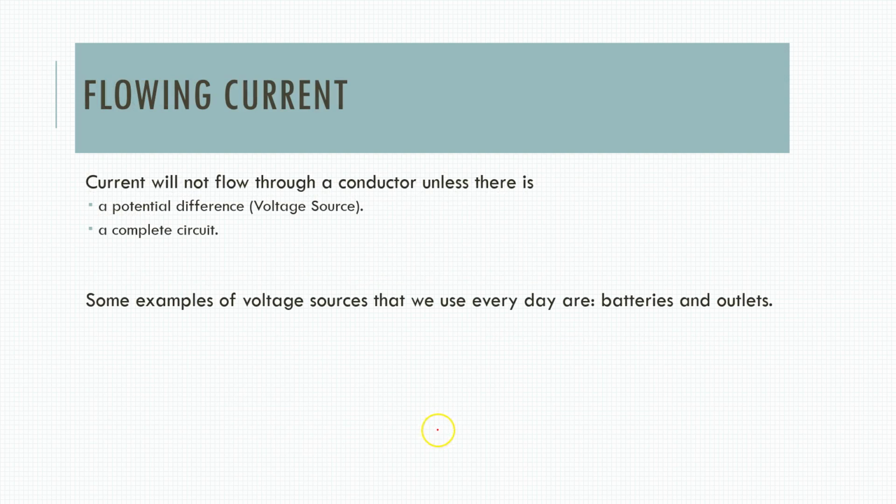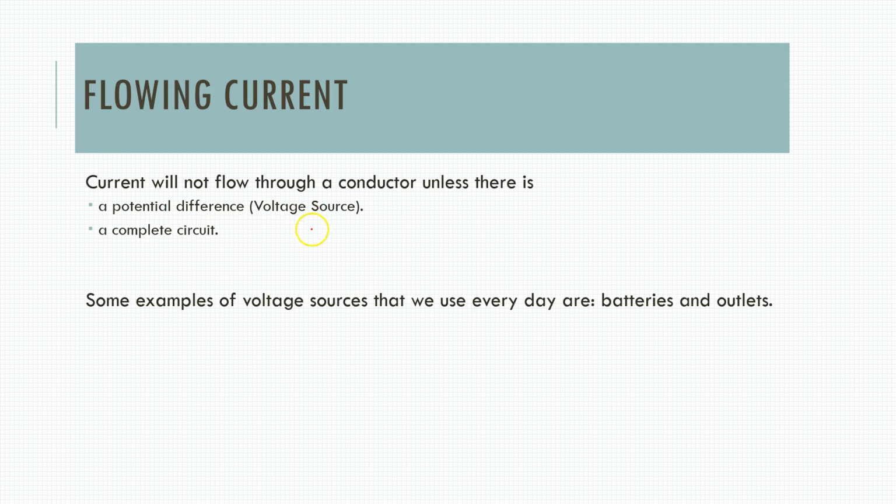Now, as far as flowing current goes, you need to think about a couple of things that you probably know. Current can't flow unless there's a complete path. That's called a circuit. It has to have a complete way to go. It's kind of like the flow of water. If you have a blockage in a pipe, then you can't have a flow of water because there's nowhere for it to go. You also have to have a potential difference.